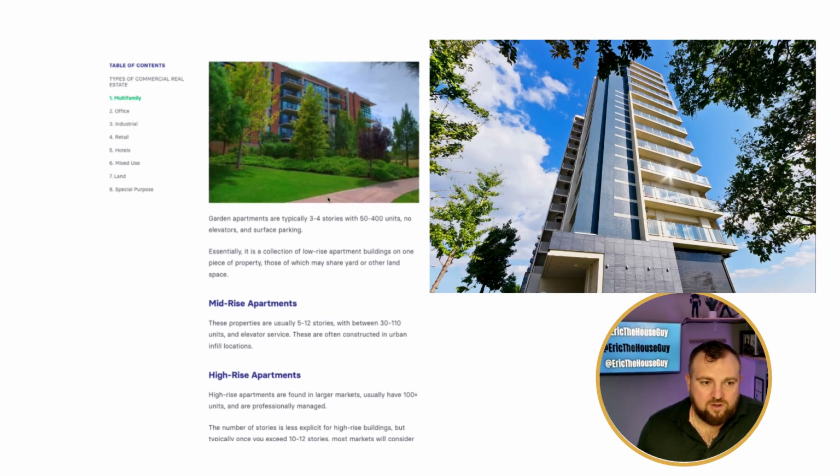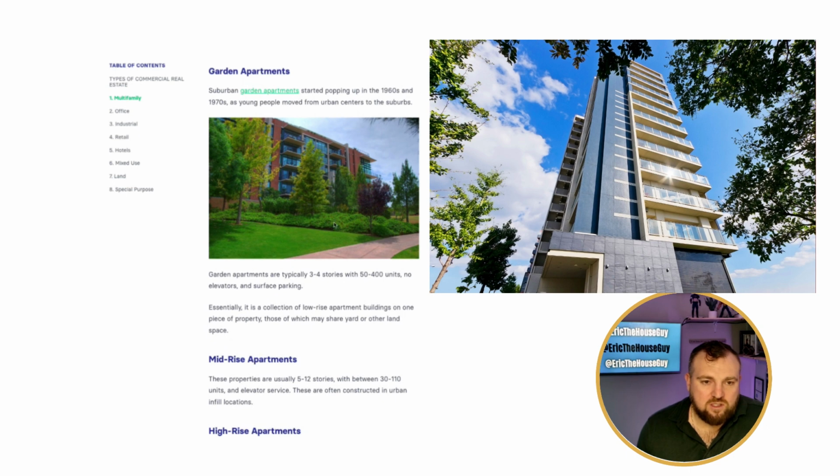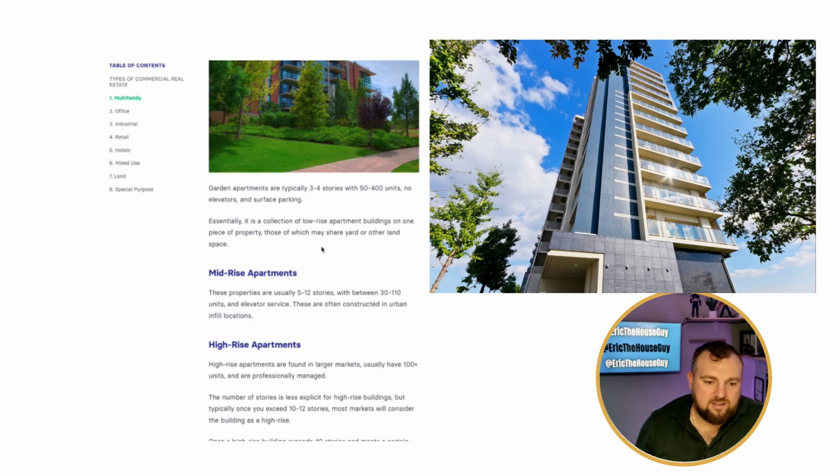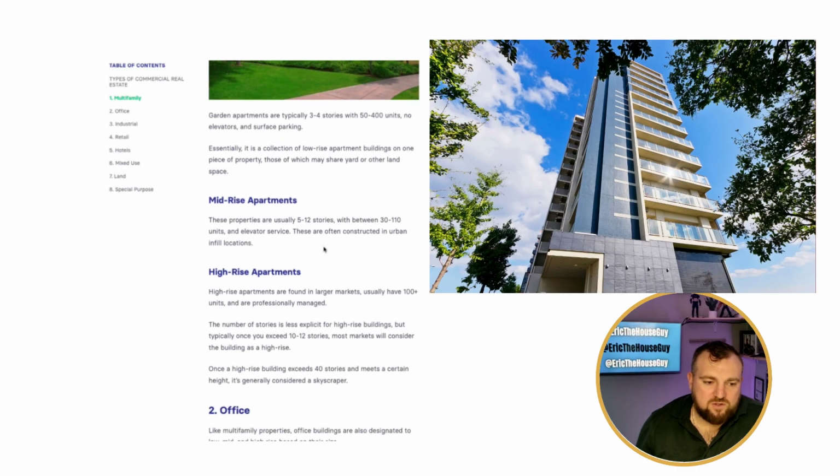So overall, we have garden, which is your lower level apartments. So they're 3 to 4 stories. And then once we leave the 5th story, we're at a mid-rise. Once we leave the 12th story, we're at a high-rise. And once we leave 40 stories, we're at a skyscraper.